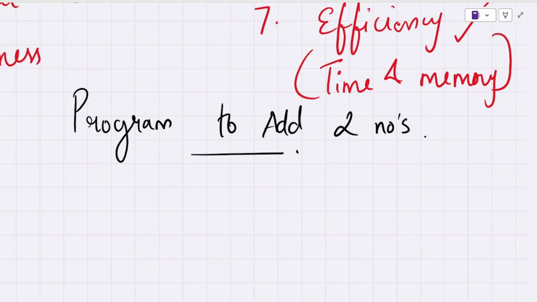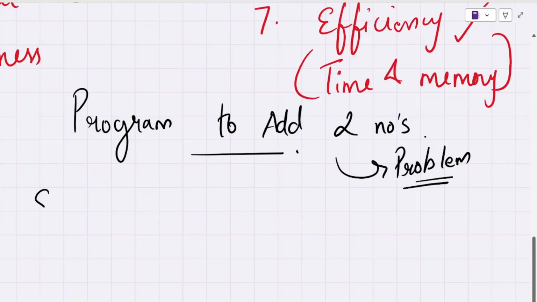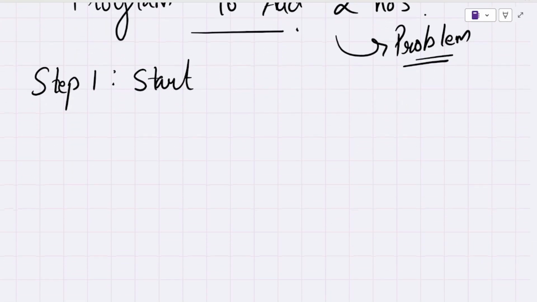So what is our problem? First, identify the problem. I need to get a program to add two numbers. Yes, that is my problem. And what do I do? I need to write step by step. Step 1 will always be start, because I have to tell that I'm starting the algorithm. And the last step will always be stop. You have already learned that in data structures. Okay, step 2. What is step 2?